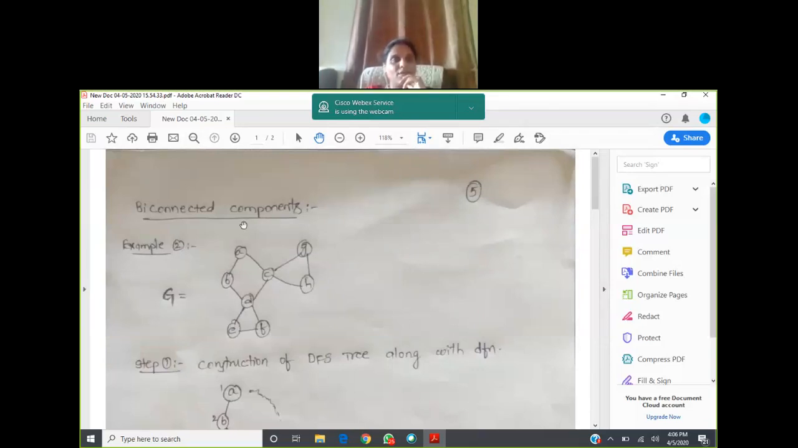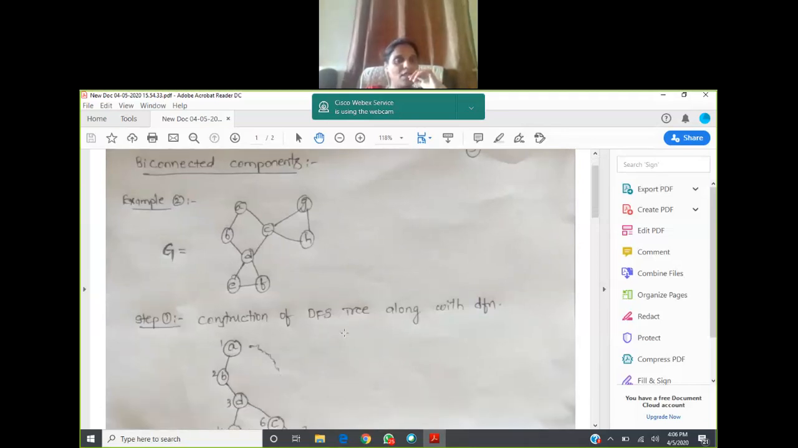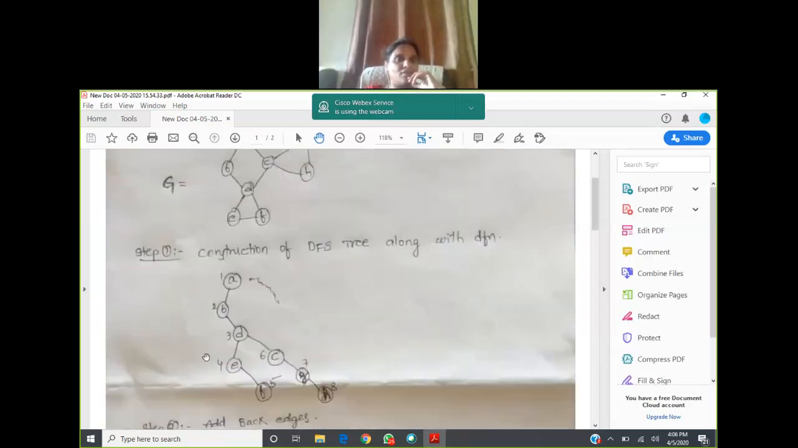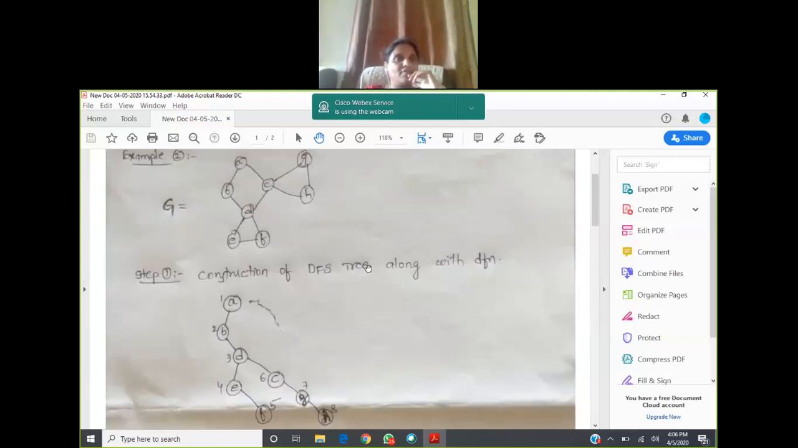See this example. This graph consists of 8 vertices named A, B, C, D, E, F, G and H. So what is the first step in finding articulation points in the algorithm? Construction of the DFS tree along with the DFN. So this is the DFS tree for this graph. So how to find the DFS tree? Initially take the first vertex as A, and next, what are the adjacents of A? B and C.